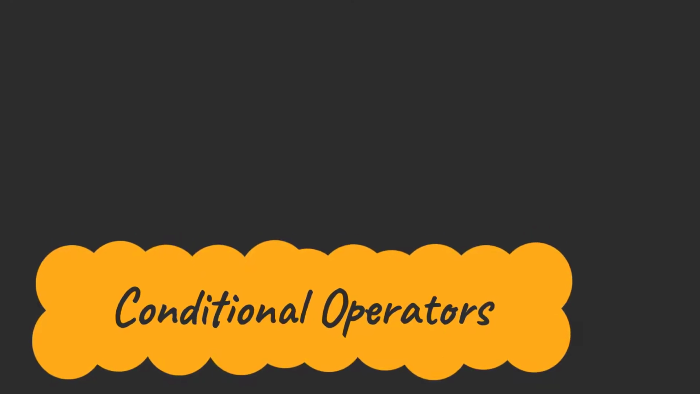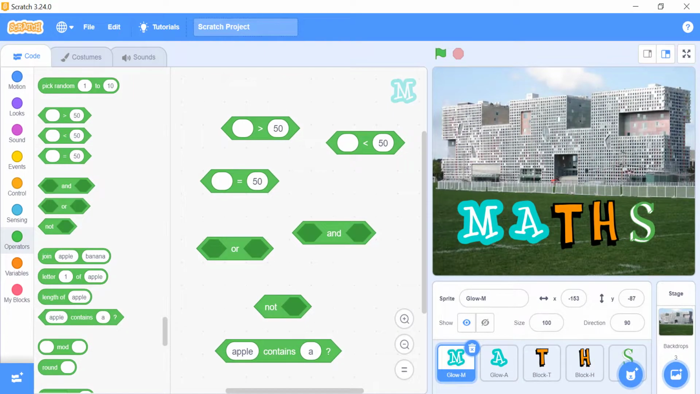Conditional operators. Another type of operator is conditional operators. The blocks that appear in the green hexagonal shape are the conditional operators, also known as Boolean operators. These conditional operator blocks always respond to one of only 2 things. The response these blocks give is either something is true or something is false.